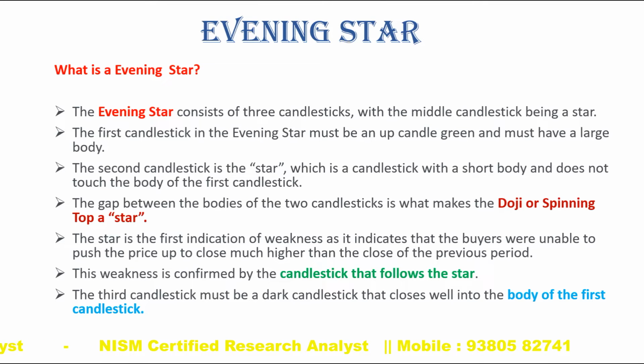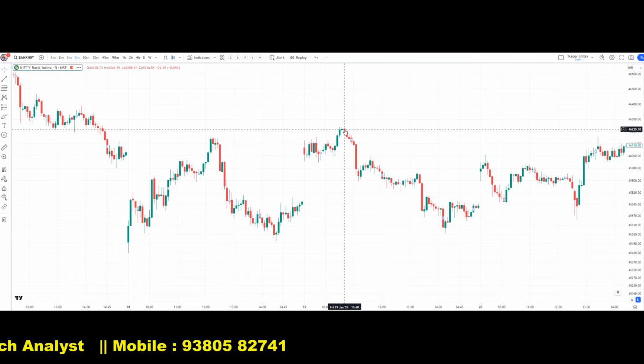This weakness is confirmed by the candlestick that follows the star. The third candlestick must be a dark candlestick, that is a red candlestick that closes well into the body of the first candlestick. So till now we have seen the different patterns, that is the morning star and evening star. Alright, so now we will see in the chart how we can enter into the trade if we get the morning star or evening star.